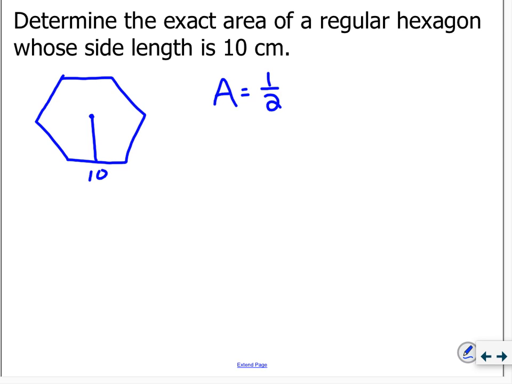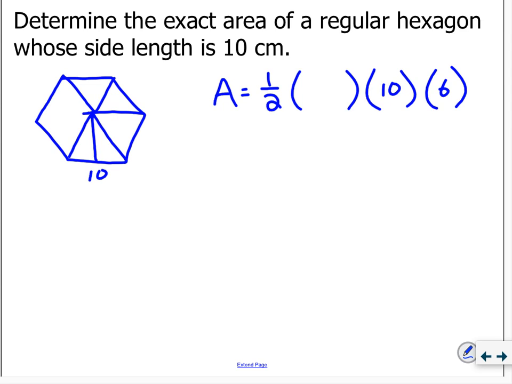Area equals 1/2 times the apothem. Oh no, I don't have the apothem. Side length is 10, 6 sides. Oh no, we can't do this problem. Yes, we can. Well, think about what we're doing here. We're going to be drawing some triangles, right? Tell me something cool about those 6 triangles that I drew. Did you say that they were equilateral triangles?